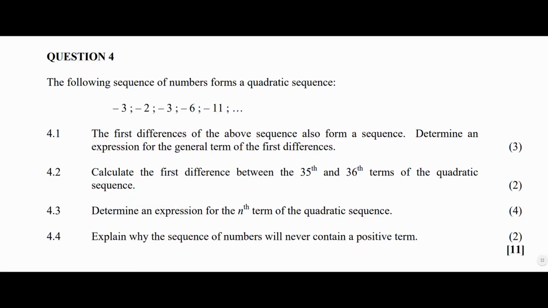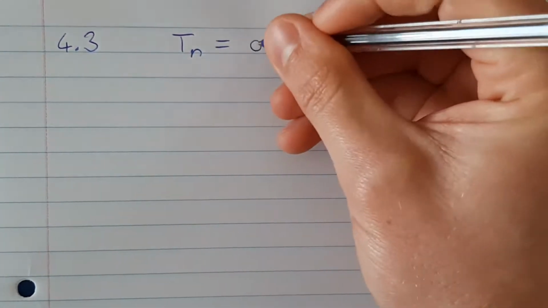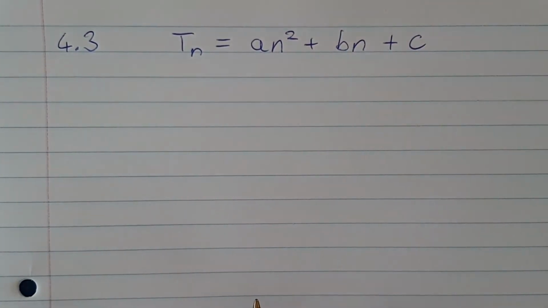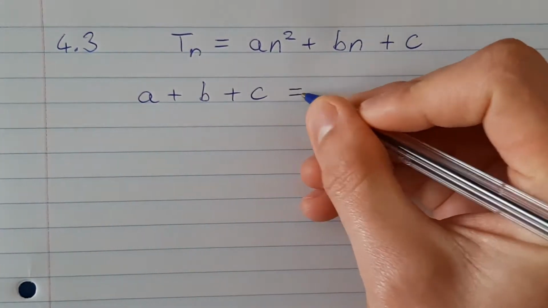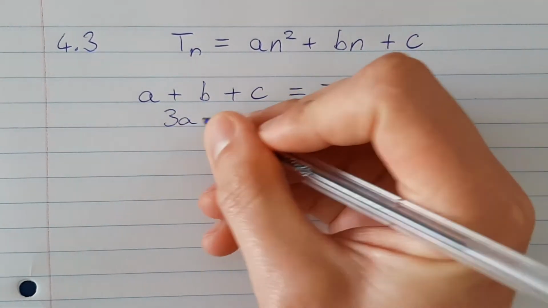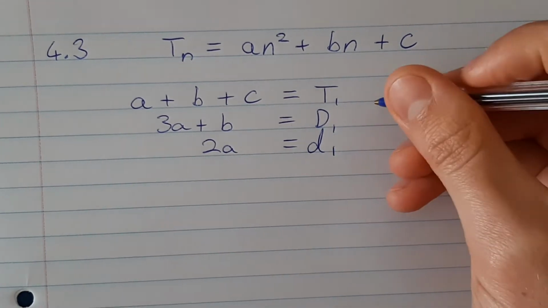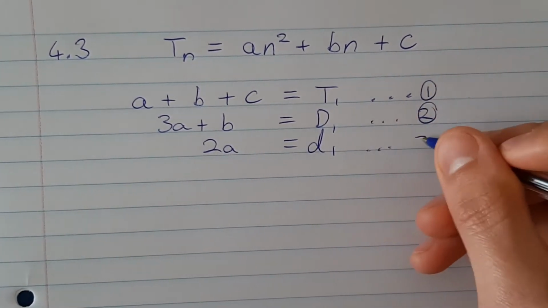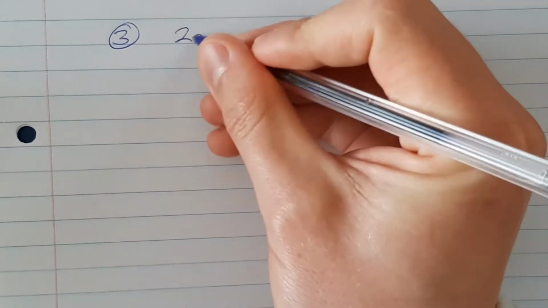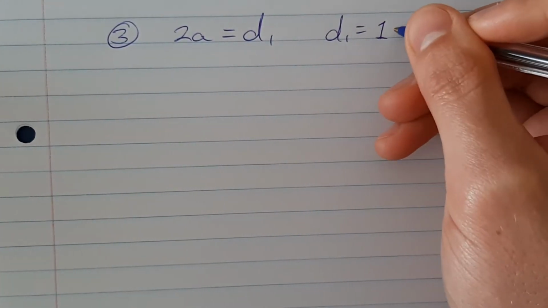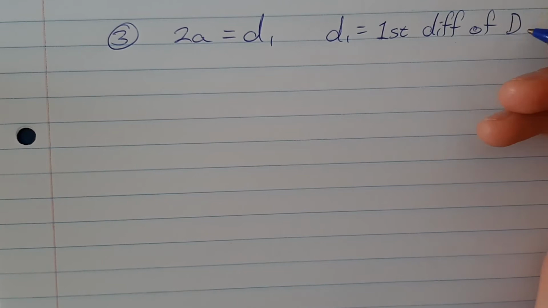Question 4.3 is a standard question for every grade 12 paper, an expression for a quadratic sequence. It's important for us to remember the form of a quadratic sequence and the expressions for the first term, first difference, and second difference. We have the values for t1, d1, and small d1. We're going to use these 3 expressions as simultaneous equations to calculate the values of a, b, and c. And we're going to start with the easiest equation first, equation 3.